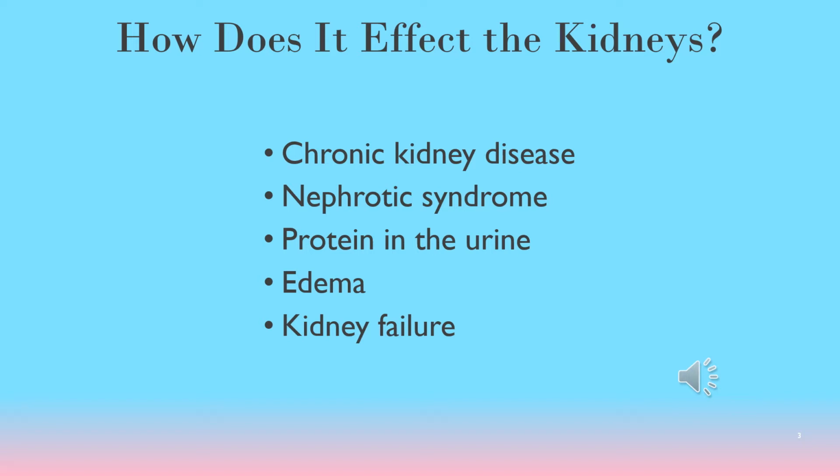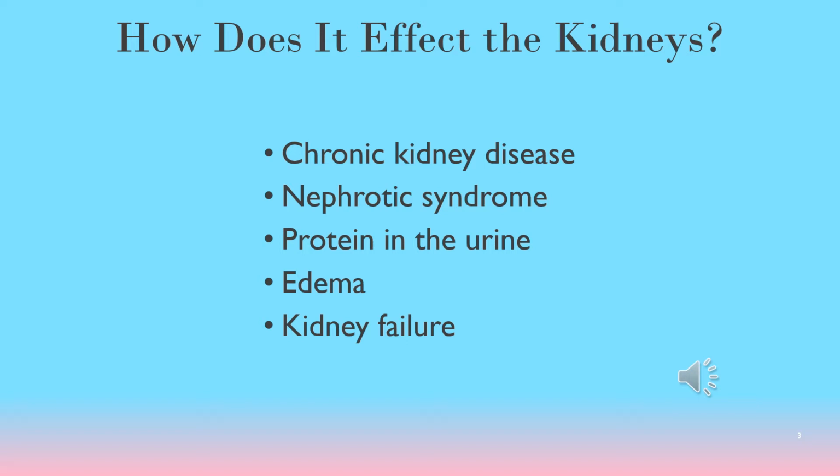Now, one of the biggest organs that these proteins affect is the kidneys. Now, let's talk about how it affects the kidneys because it can cause chronic kidney disease, it can cause nephrotic syndrome, it can cause a lot of protein to be in the urine, it can cause a lot of edema in the lower extremities, and it can end up causing kidney failure.